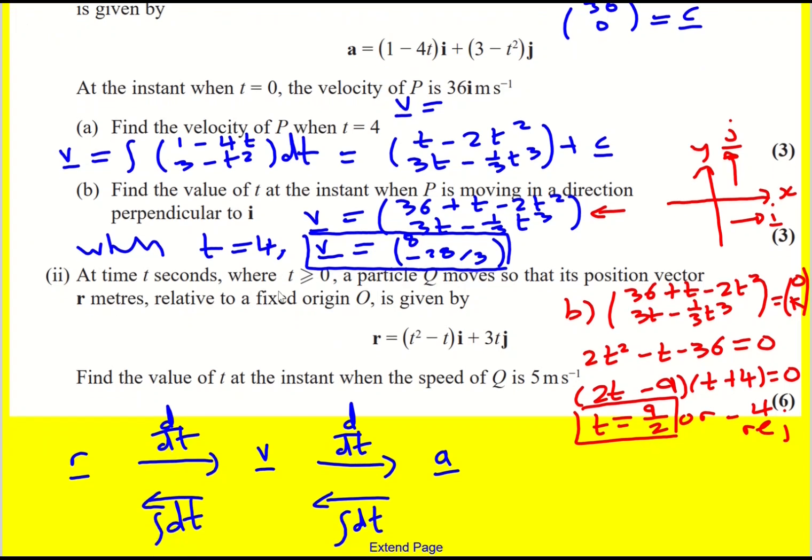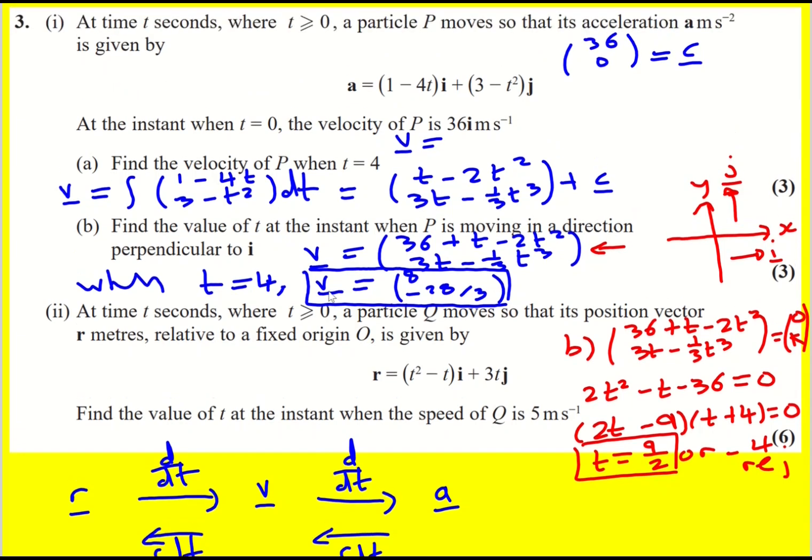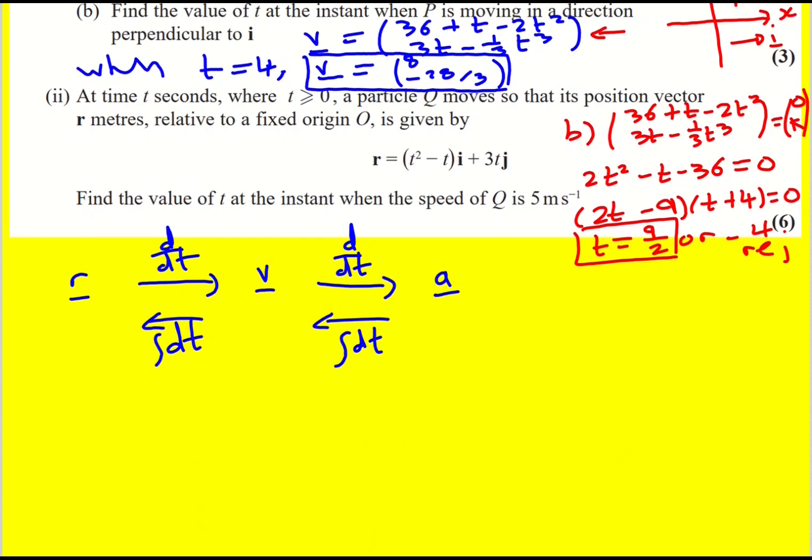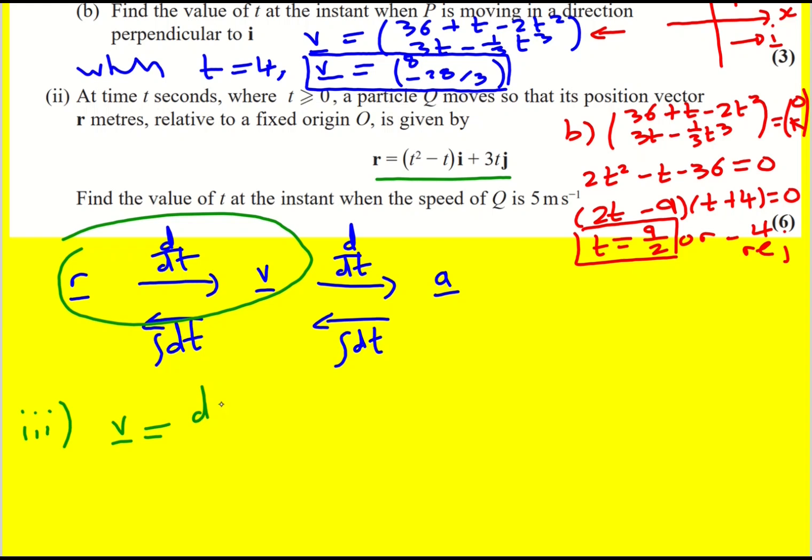Finally, at time t seconds, where t is greater than or equal to 0, a different particle q, so this is a completely separate part of the question, moves so its position vector r relative to a fixed origin is given by this. And we're asked to find the value of t at the instant when the speed is 5. So now I've been integrating, but now I need to differentiate. So v is going to be dr by dt. I'm going to get 2t minus 1 for my i component and just 3 for my j component. That's my velocity.